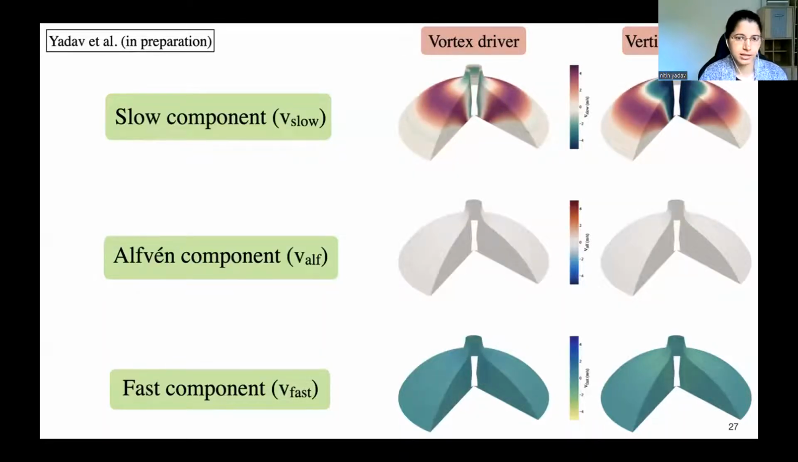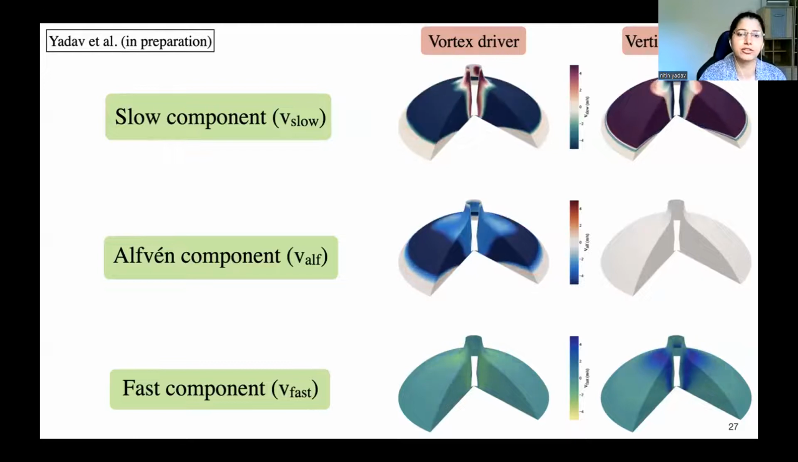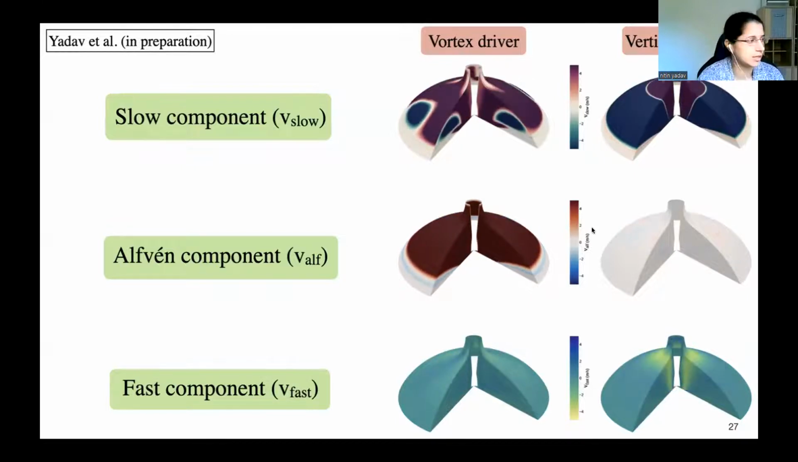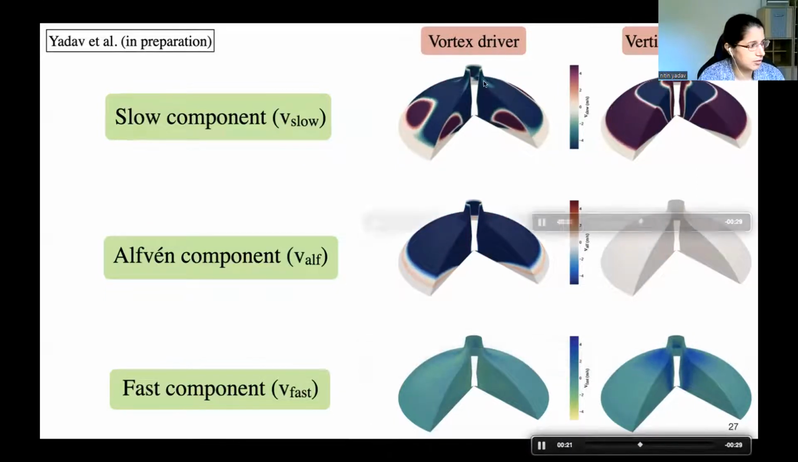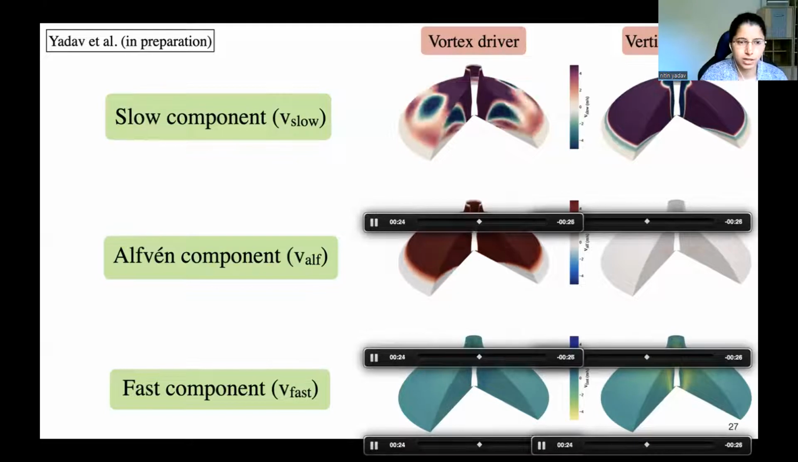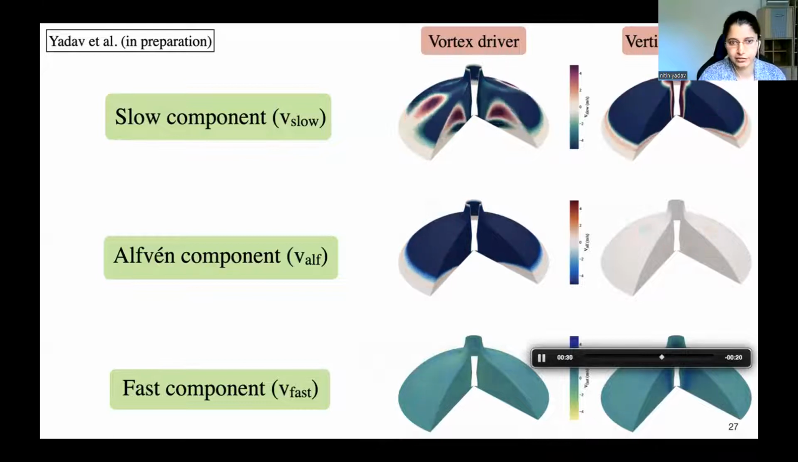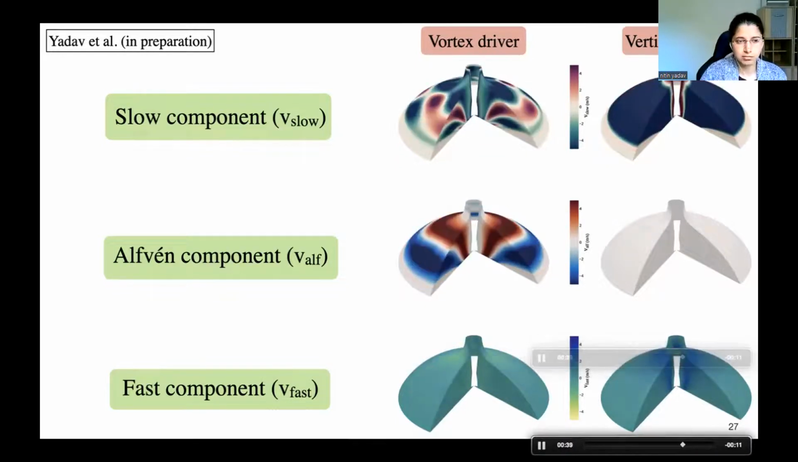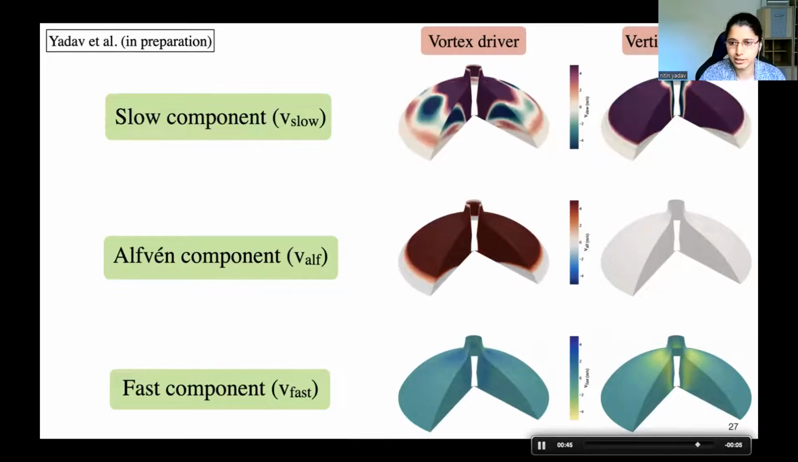Currently I'm using this method to compare wave propagation and interaction with a null point, with both the vertical driver and the rotational driver. This movie shows the evolution of the velocity components associated with slow, Alfvén, and fast waves, by applying the rotational or vertical driver. The key takeaway here is that the fast wave, which is known to accumulate at the null point and drive energetic jets, is more pronounced with vertical driving, as you can see in this panel. That is possibly due to the Alfvén-acoustic equipartition layer near the null point.